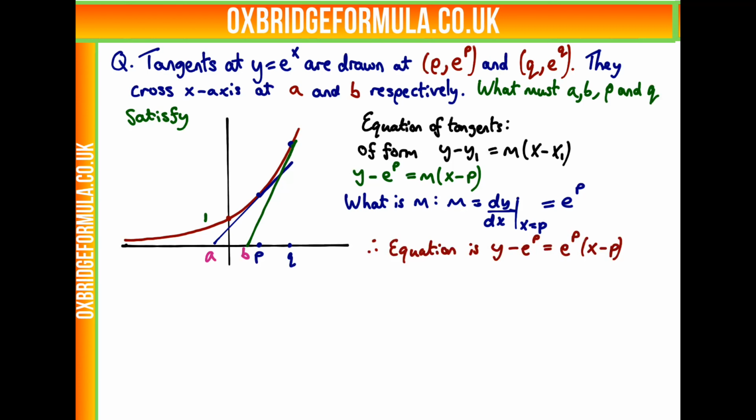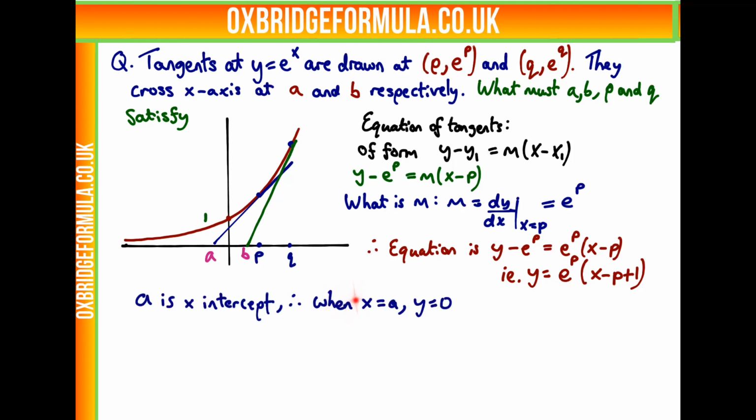So therefore our equation is y minus e to the p equals e to the p times (x minus p), and rearranging we can move this e to the p to the other side. And how does A come into this? Well, we know A is the x-intercept, so when x equals a, y is equal to 0. Plugging that in gives us 0 equals e to the p times (a minus p plus 1), but e to the p has got to be non-zero, therefore a minus p plus 1 equals 0, which means p minus a equals 1. Okay, that's what we've done for this blue curve.